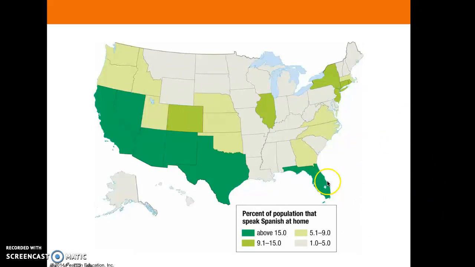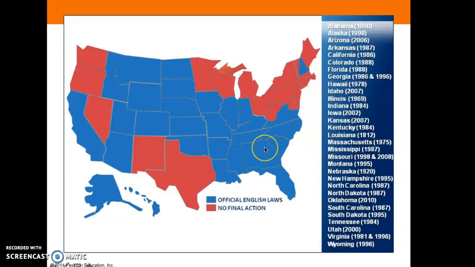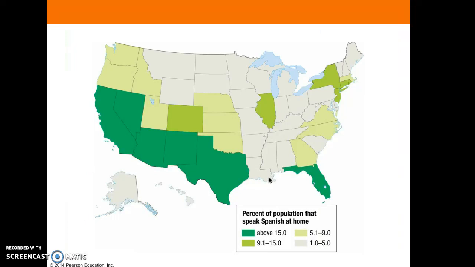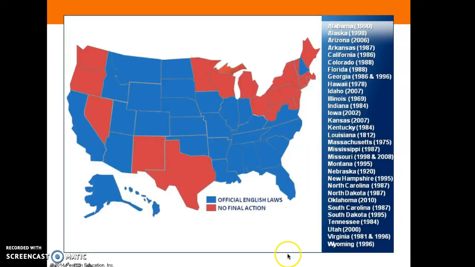So here are the states that have above 15% of the population speaking Spanish at home. And here in blue are the states that have made English their official language. And except for California, Arizona, and Florida, notice that most of the states that made English their official language didn't really have much to worry about. North and South Dakota, we're talking to you.